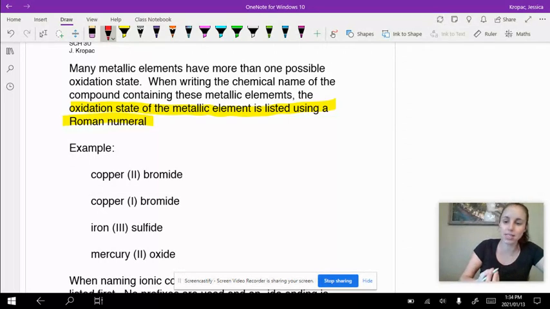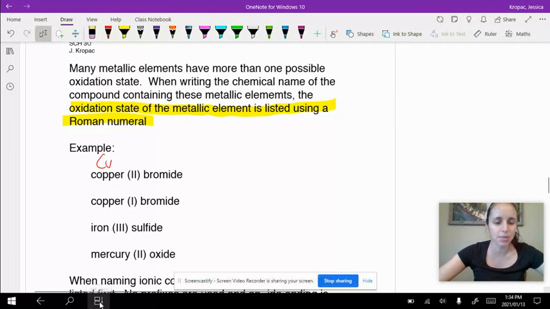So our first example, we're going to do copper bromide. The symbol for copper, Cu. And if I take a look at copper on the periodic table, let's go back here.